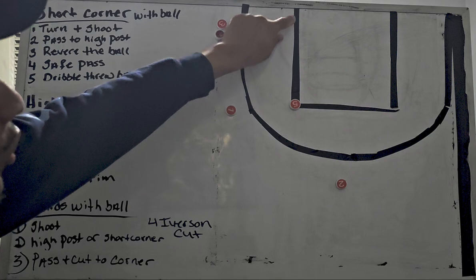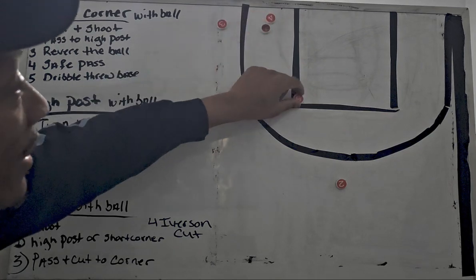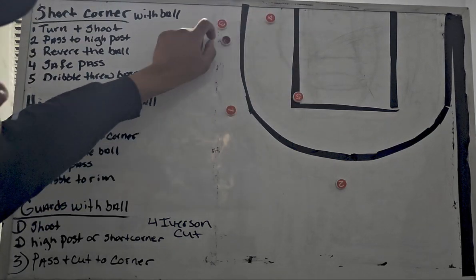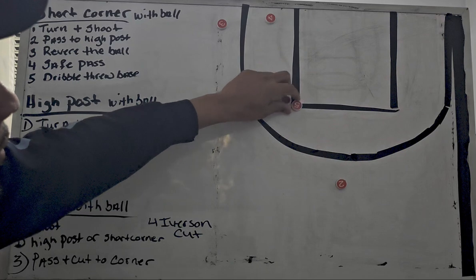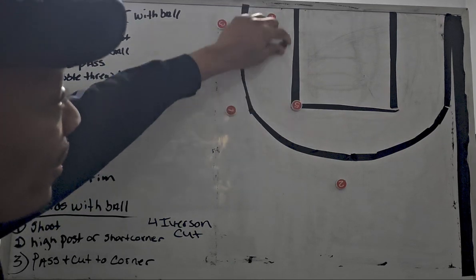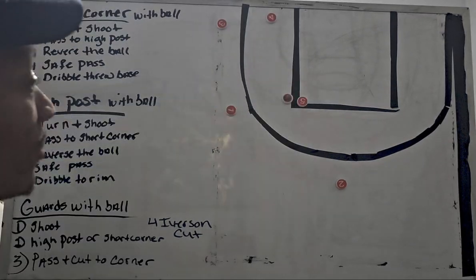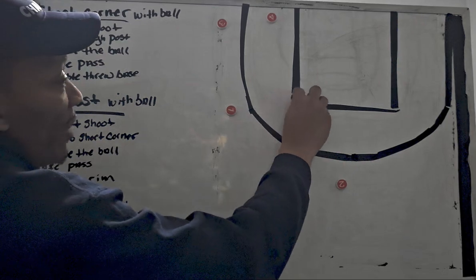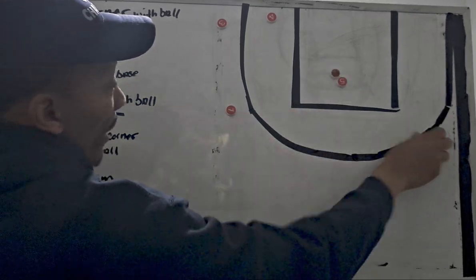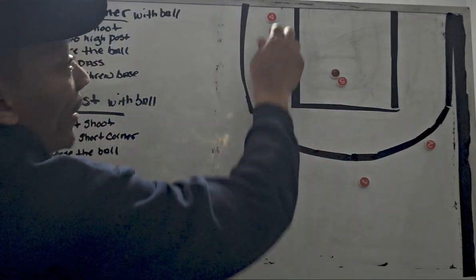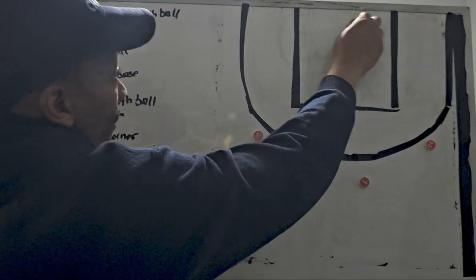If he passes to the short corner, then high post dives. If he passes to the high post, then short corner, he could pass it there or attack the middle. Now, if the high post attacks the middle, everything reverses back into position.